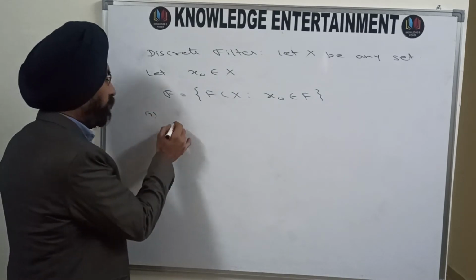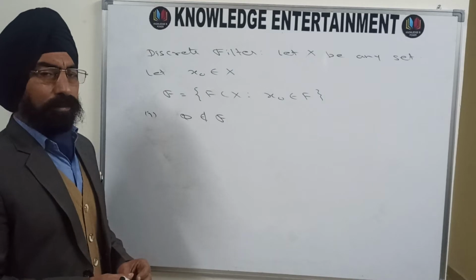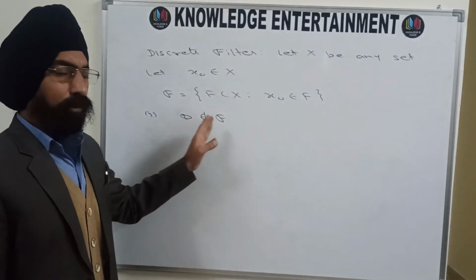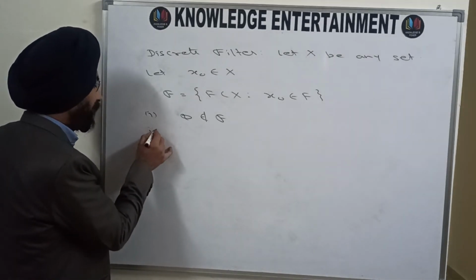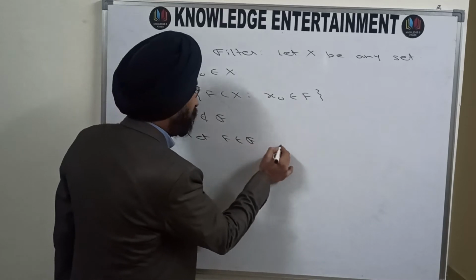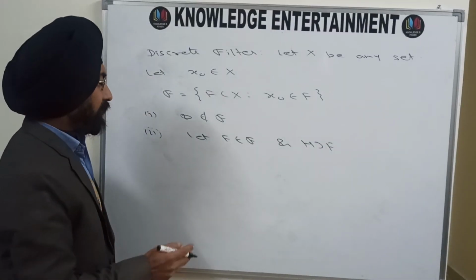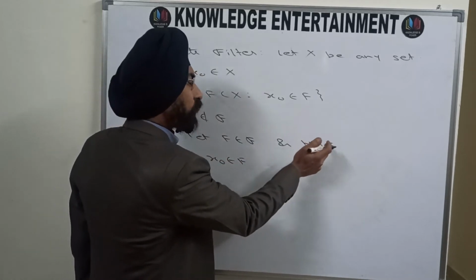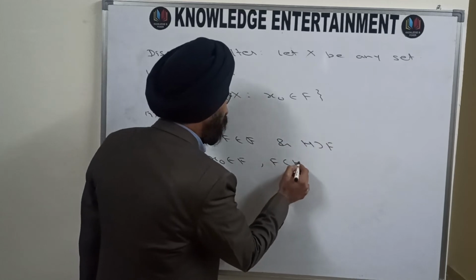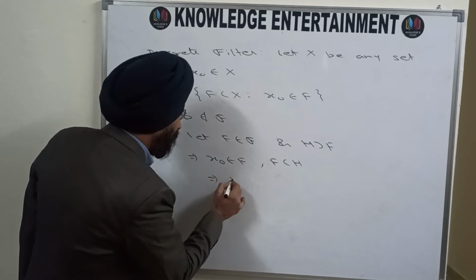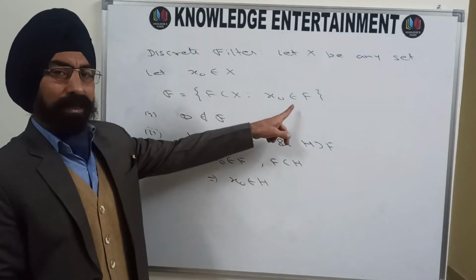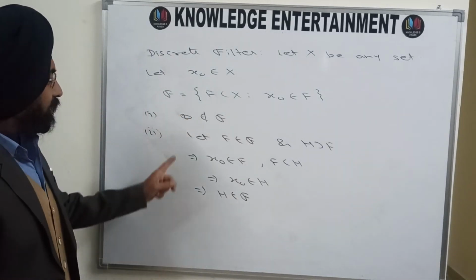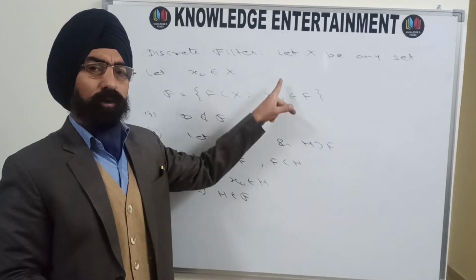Number one, first thing, phi does not belong to F. Very much clear, because if phi is to be a member of this collection, then x0 belongs to phi, which is a big contradiction. So that means phi will not be a member of F. So the first condition is satisfied. Now move on to the second condition. Let F be a member of this collection and H be a superset of F. Since F is a member of this collection, x0 must be there in F. So x0 belongs to F, and H is a superset of F, meaning F is a subset of H. x0 is in F and F is a subset of H. This means x0 also belongs to H, and if x0 belongs to H, by the definition of this collection, H belongs to F. So the second condition is also satisfied, that if F is a member of this collection and H is a superset of F, then H also belongs to this collection.